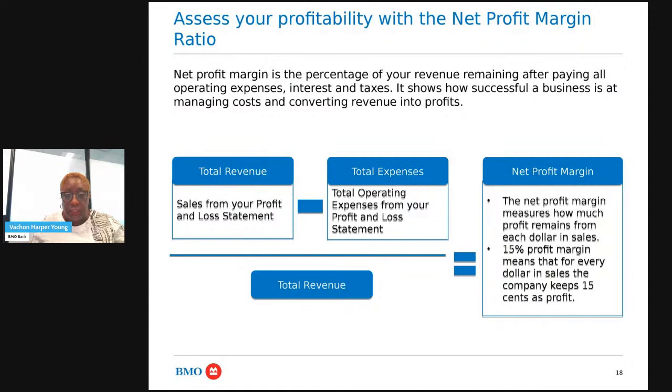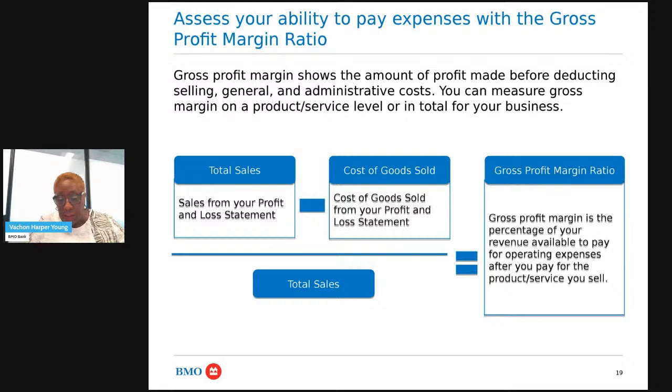So assess your profitability with net profit margin. Is this the one that you just went over, Letty? Your sales from your profit and loss statement minus your total expenses divided by revenue is going to give you your ratio, and 15% profit margin is an industry standard in general, but you would want to look at that for your industry. You can advance the slide, please.